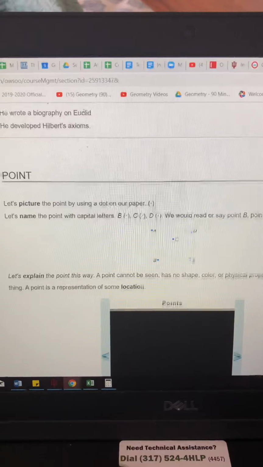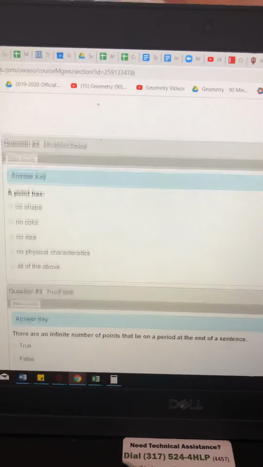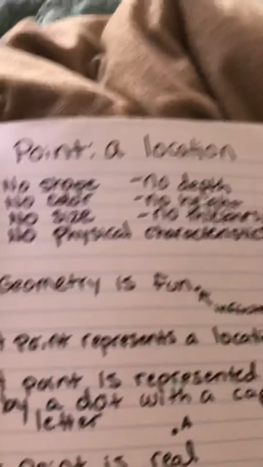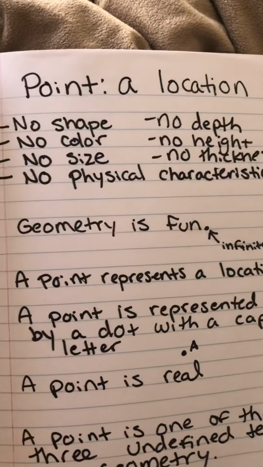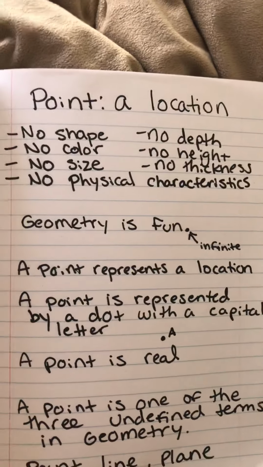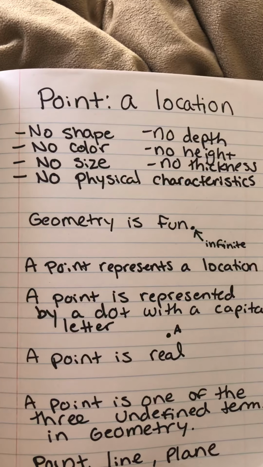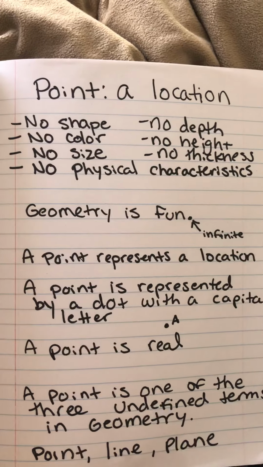Then the lesson goes into describing points. Some of the highlights of this lesson that you will want to know about points before answering the questions: a point is defined as a location. So any location is going to be considered a point. A point does not have a shape, a color, a size, any physical characteristics, any depth, any height, or any thickness. So as you're answering your questions, a point does not contain any of those things.